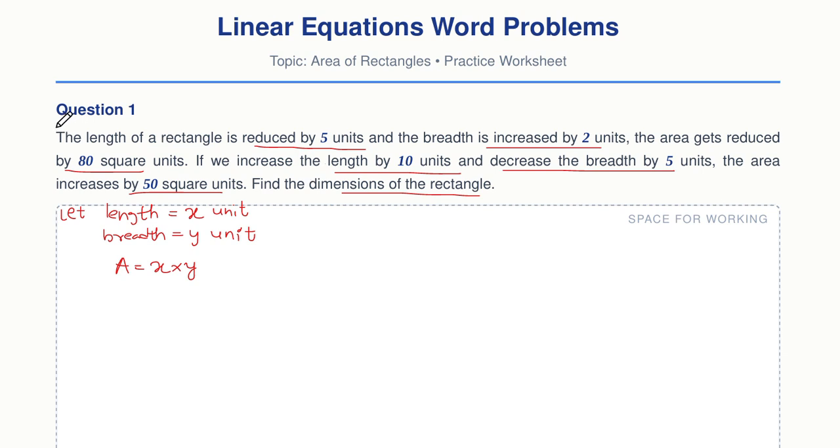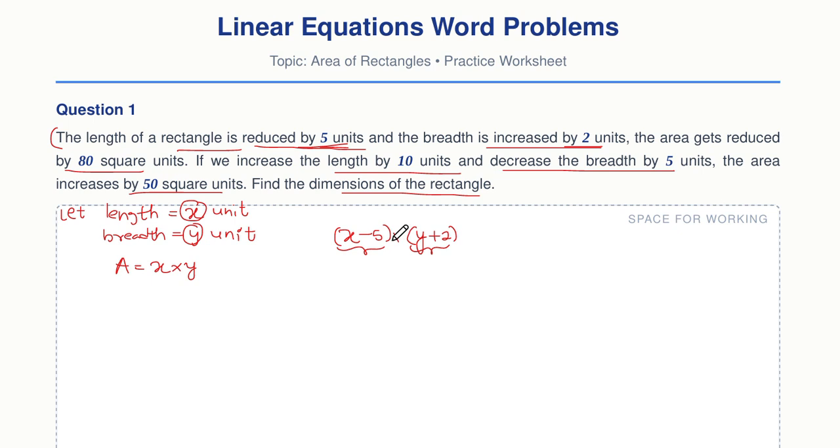Now look at the first statement. What is given? The length of the rectangle. Length means we have taken x, so x is reduced by 5 units. Reduced means we have to do minus. So how much? 5 units. So x minus 5. And the breadth is increased by 2 units. The breadth is y, increased by 2 units means y plus 2. So this is the new length and this is the new breadth.